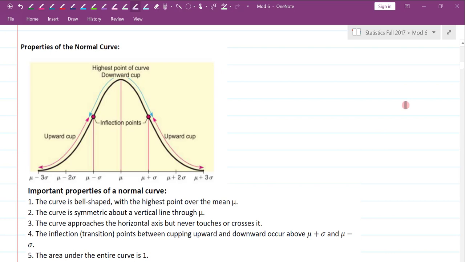Let's go ahead and review the properties of a normal curve or the normal distribution. Important properties of the normal curve. Number one, the curve is bell-shaped with the highest point over the mean. So it's bell-shaped, looks like a bell. The highest point, the peak, or the center, is where the mean is.